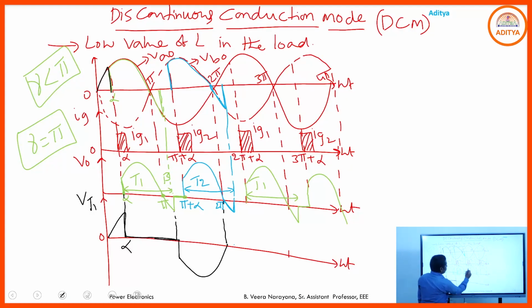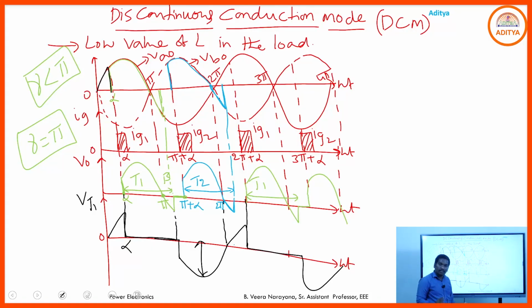And again from 2 pi to 2 pi plus alpha, forward bias and on state. So like this the voltage across T1 will vary. Here the peak inverse voltage is defined as the maximum voltage available across the SCR during the off state or during the reverse biasing mode.